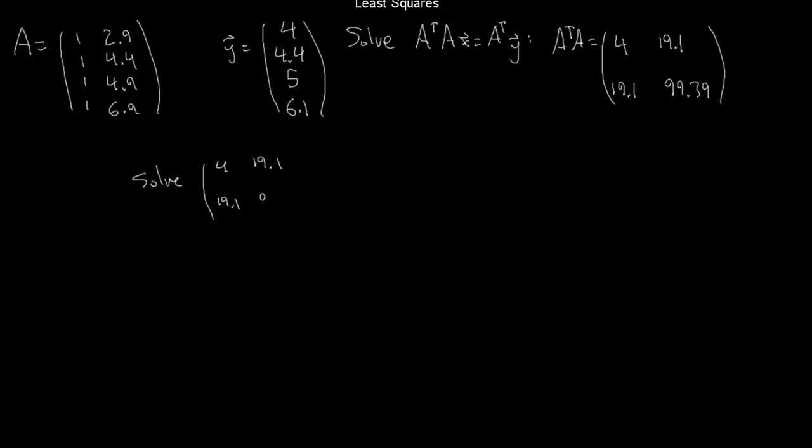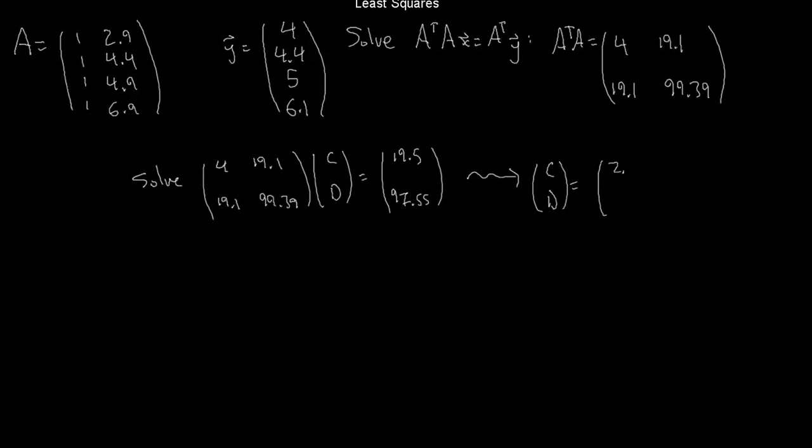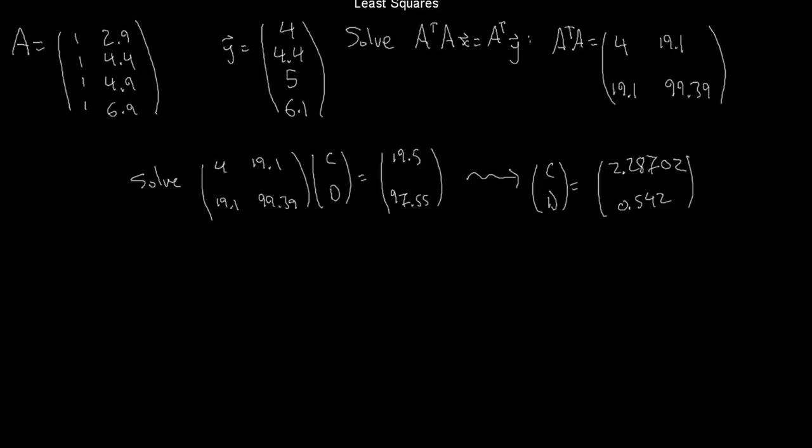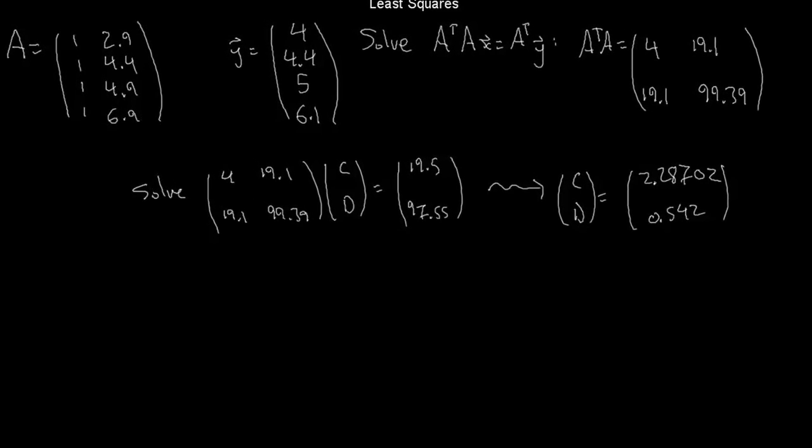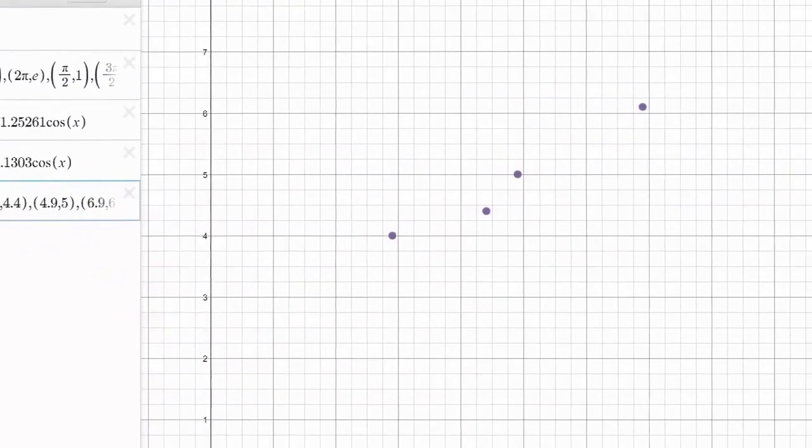And so what you're trying to do then is to solve A transpose A times CD equals A transpose y. If you multiply that out, you find it's 19.5, 97.55. And this has a unique solution. I have a 2x2 invertible matrix because the Gram matrix A transpose A is guaranteed to be invertible since the columns of A were linearly independent. And so the CD that I get out is 2.87 and 0.542. So C here is the y-intercept and 0.542, that's D, that's the slope.